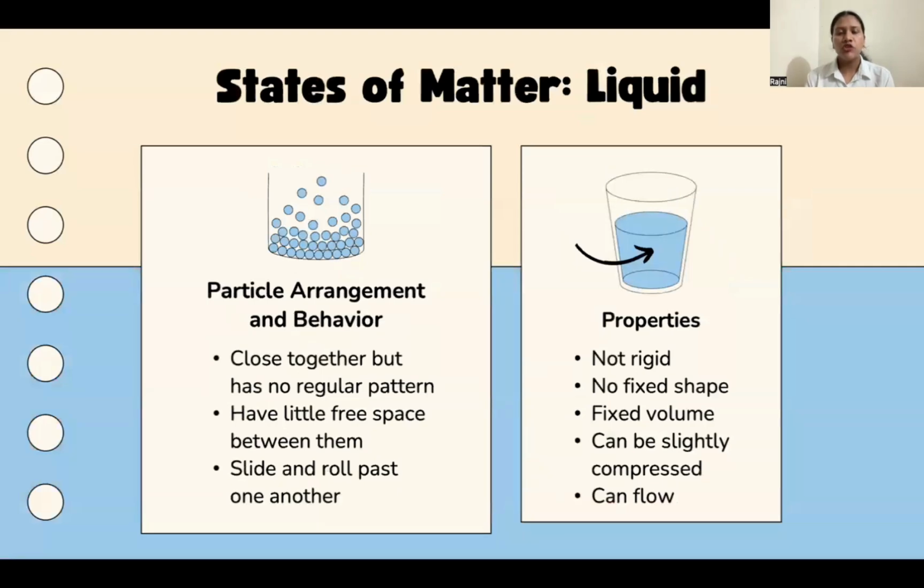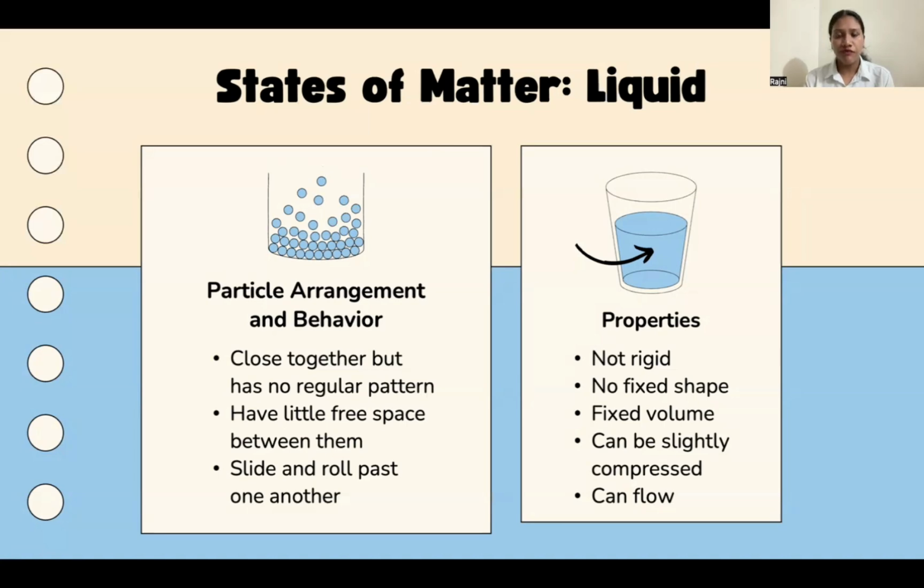So let's move on to the next state, that is liquid. Firstly, particle arrangement and behavior. As we can see in the diagram, in the liquid state, the particles are more randomly organized as compared to solid state particles. In liquids, particles are close together but have no regular pattern.